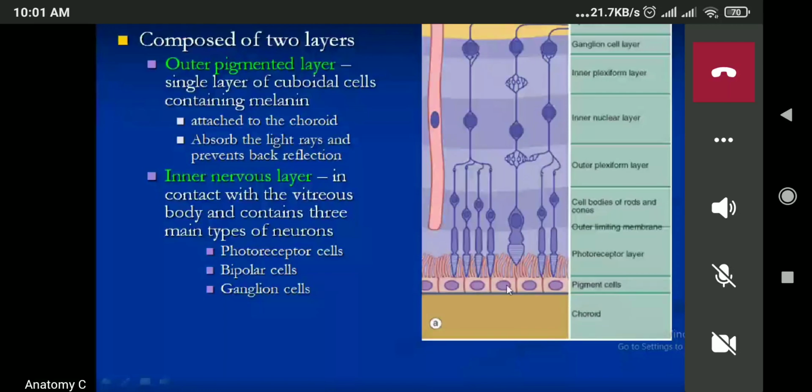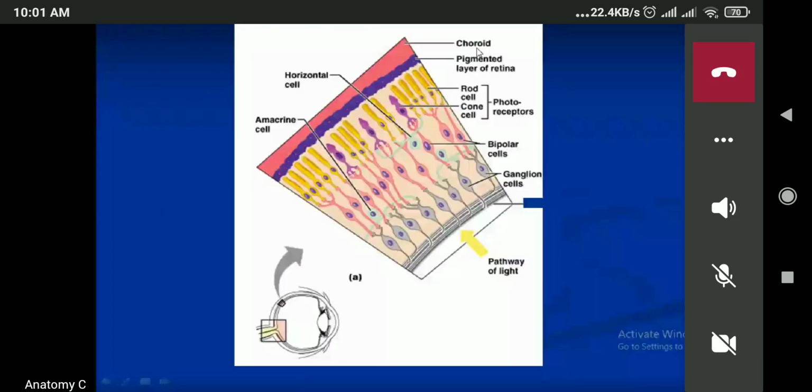The inner nervous part comes in contact with the vitreous body, and it mainly consists of three types of neurons. One is the photoreceptor neuron, which consists of rods and cones. Next we have the bipolar neurons, and then the ganglionic cell layer. Here again, this is the choroid, the outer pigmented part, and the nervous part. The axons of the ganglionic cells form the optic nerve.